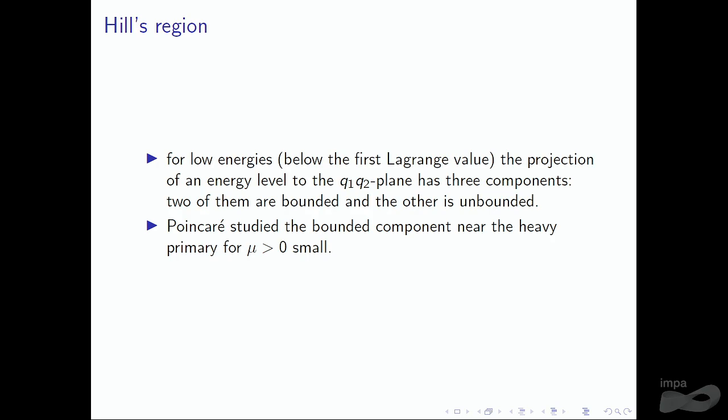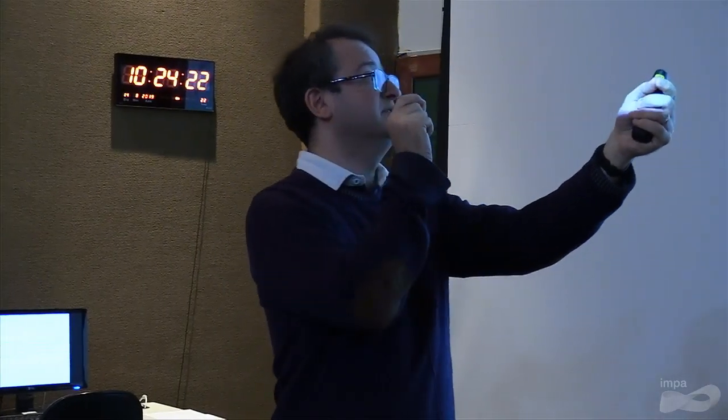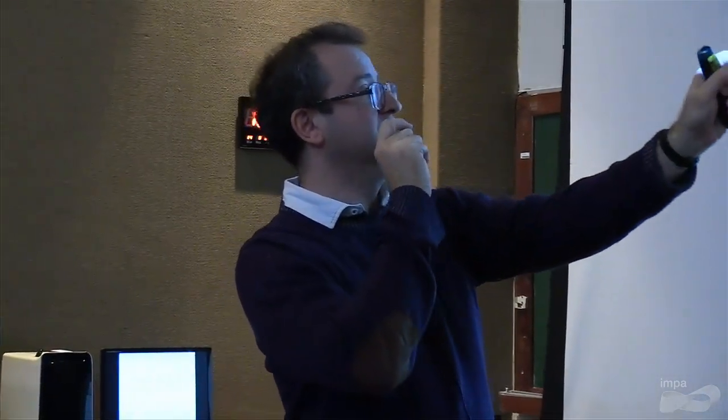I was going to draw a picture of the Hills region of the typical energy level. The projection of the energy level to the Q1, Q2 plane. So it's very simple. We have the primaries at 0 and 1, let's say. And if you fix the energy and project to this complex plane, the Q direction, then typically, for low energy, it has 3 components.